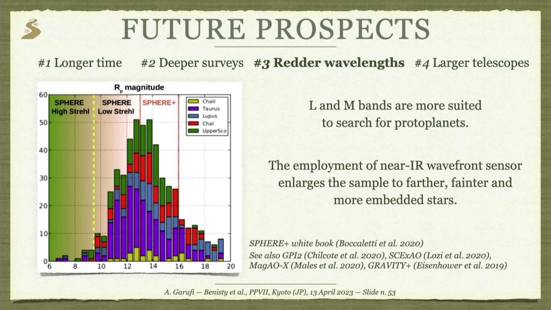If we go to a near-infrared wavefront sensor, you can see this example here from the SPHERE+ proposed white book. You can clearly see that with the near-infrared wavefront sensor, we can switch from 50% of the total number of young objects in this region to nearly 80%. So clearly we can extend our sample to fainter sources, more embedded sources, because going to the red also means going toward more embedded sources. So this is a very interesting direction, I think, to take.